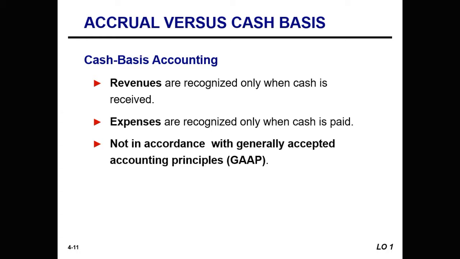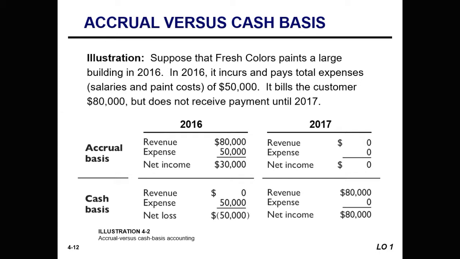So let's just look at accrual versus cash. We're using a company called Fresh Colors, and they paint a large building in 2016. In that year, it incurs and pays expenses, so the salaries, the paint costs, equipment rentals, those types of things, of $50,000. It bills the customer $80,000, but it doesn't receive the payment until 2017.